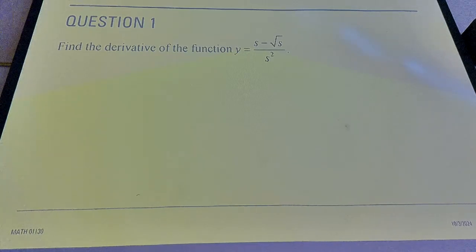We were looking at the rules last time. Constant multiple, constant power, sum difference, product, quotient.